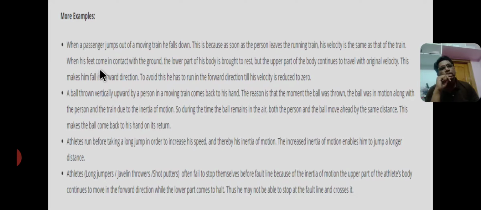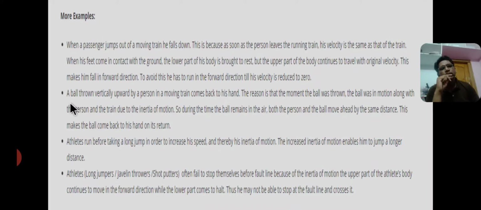When his feet come in contact with the ground, the lower part of his body is brought to rest, but the upper part of the body continues to travel with the original velocity of the train. This makes him fall in the forward direction. To avoid this, he has to run in the forward direction till his velocity is reduced to zero.